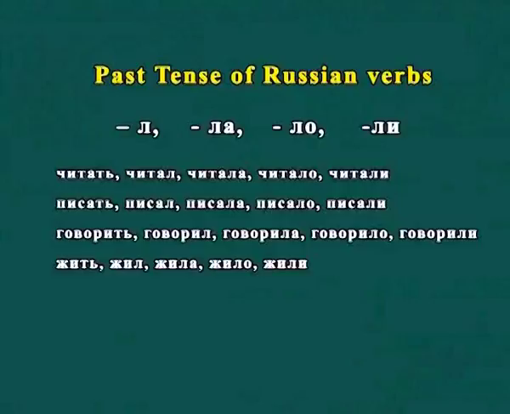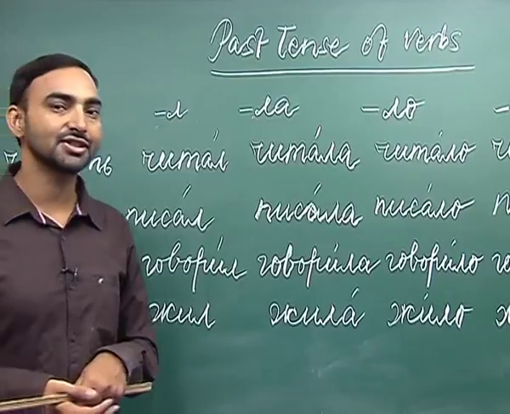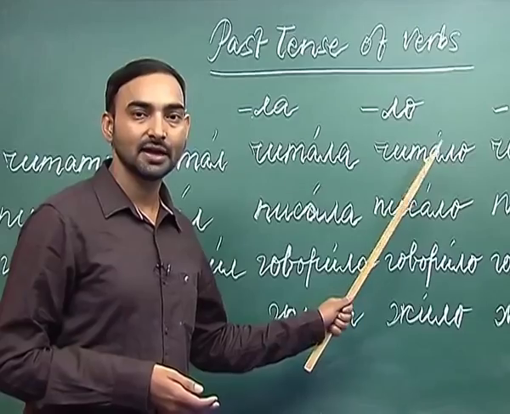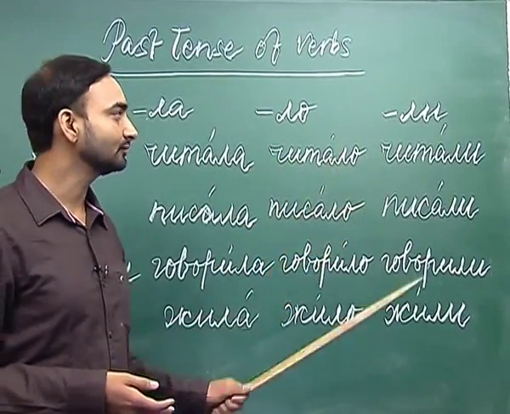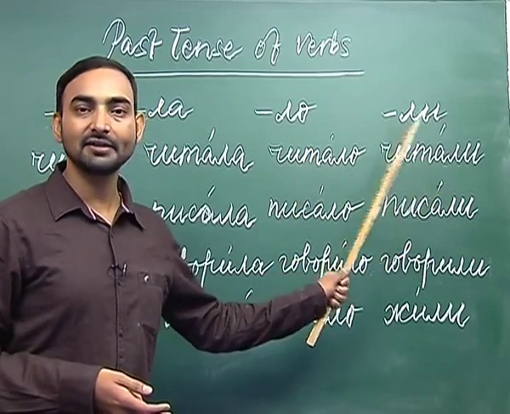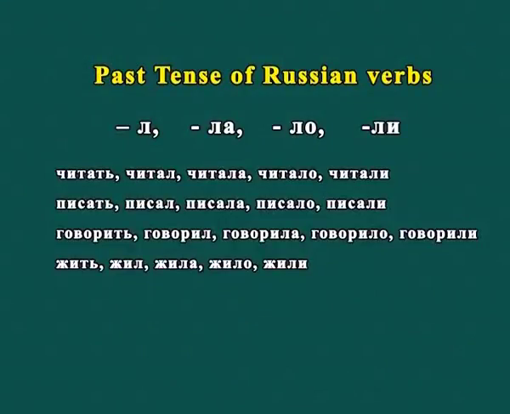Similarly, we remove the ending -t' and soft sign and add -lo at the end to get the neuter gender form of the past tense of the verb chitat'. Chitalo, with an o ending. So we are adding -lo in the neuter gender form and -li in the plural form of the verb chitat'. So we get the four forms in the past tense of the verb chitat': chital, which is masculine, chitala, which is feminine, chitalo, which is neuter, and chitali, which is plural.